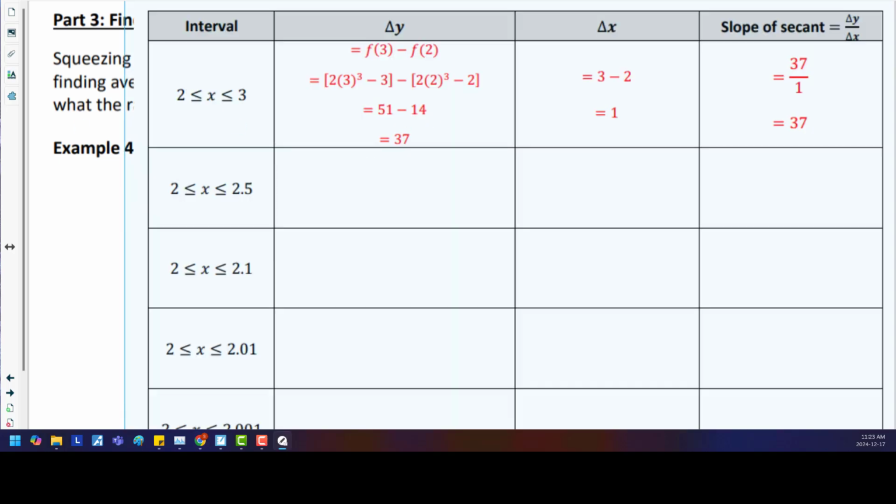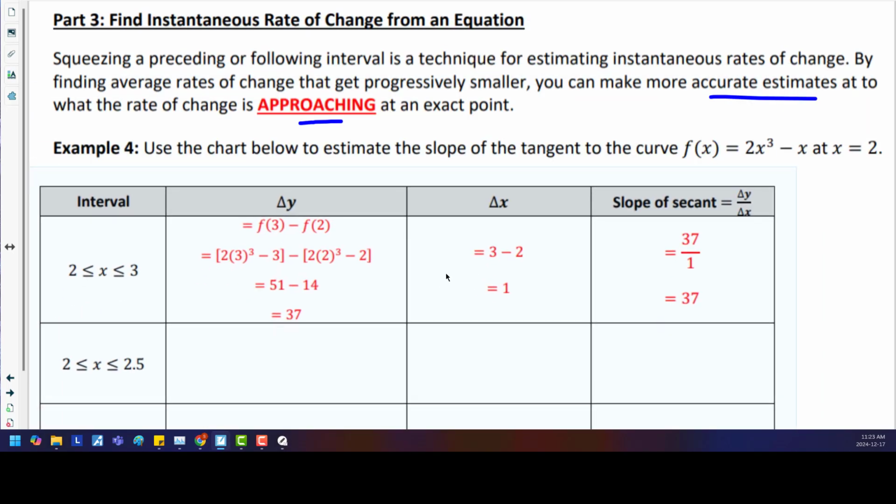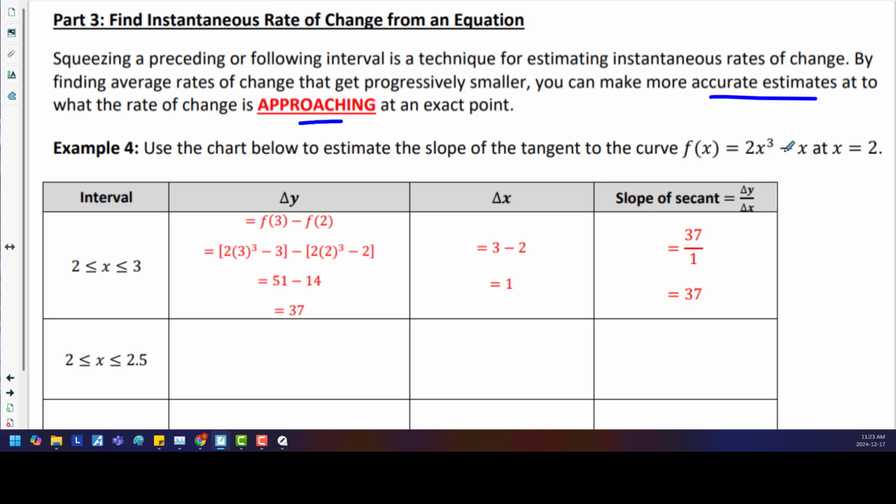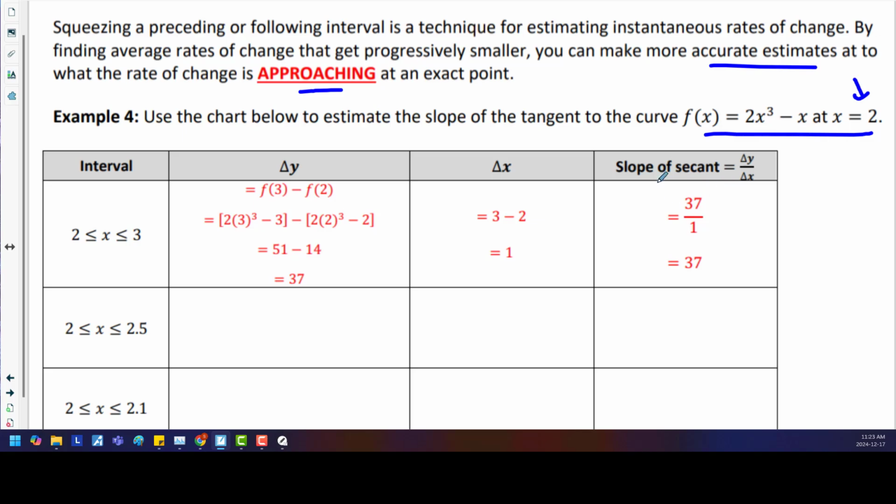Okay. We have this nice little chart set up for us. And we're going to use this equation here, 2x cubed minus x at x equals 2. So remember, we're looking for the instantaneous rate of change at x equals 2. So we're going to use points that are close to 2.